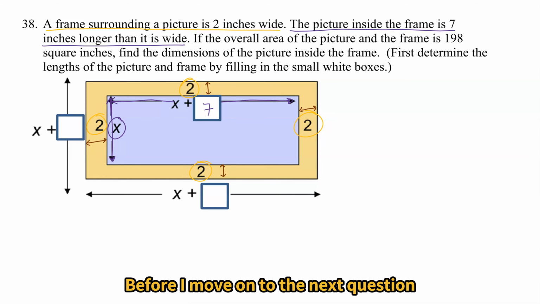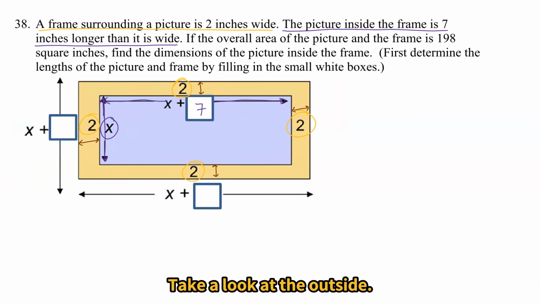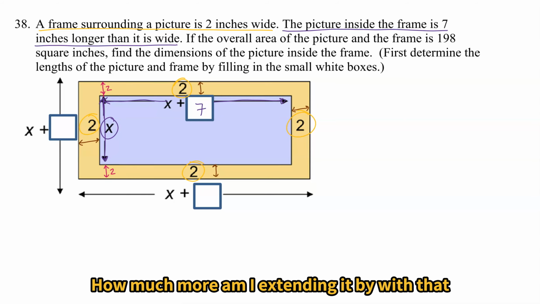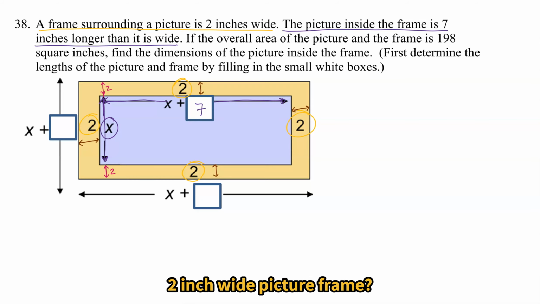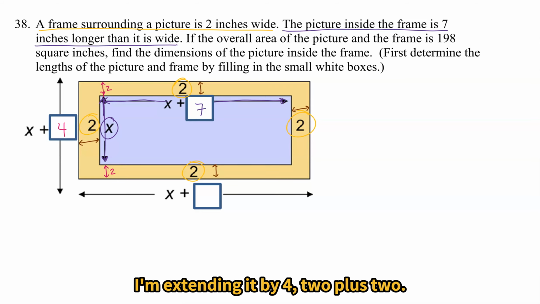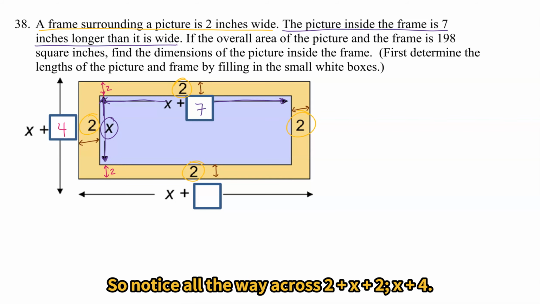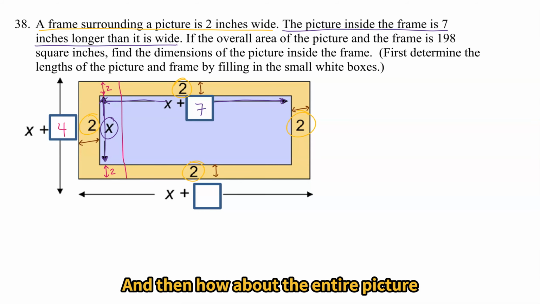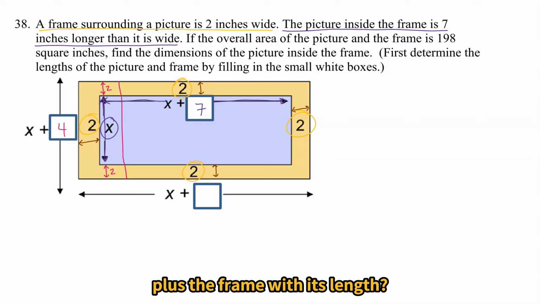Before I move on to the next question, because that's talking about area, that's something different, let's take a look at the outside. So the picture plus the frame. If I have my picture here, how much more am I extending it by with that 2 inch wide picture frame? Not 2, because I have it on both sides. I'm extending it by 4. 2 plus 2. So notice all the way across, 2 plus x plus 2, x plus 4.